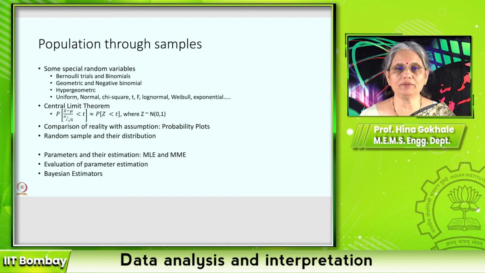Then we said that suppose you have made an assumption on the population, and your sample has certain values of its probability density function or probability distribution function, then we talked about probability plots. How to plot the assumed cumulative distribution function of the population along with the sample cumulative distribution function, and make a judgment whether your assumption is true or close to reality or not.